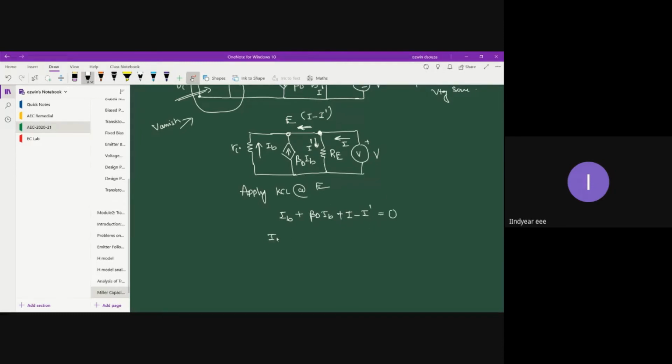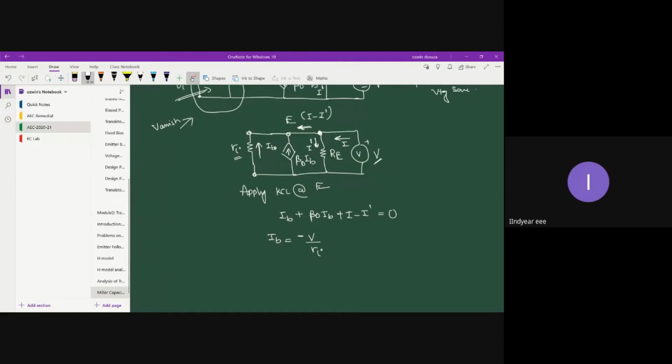Okay, but the expression for IB is already known. The expression for IB is basically V divided by RI, and there's a negative sign. See, the voltage across beta D IB, the ideal current source, is 0, right? So whatever voltage appears across RI is nothing but this voltage V.